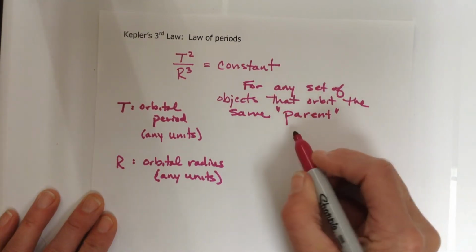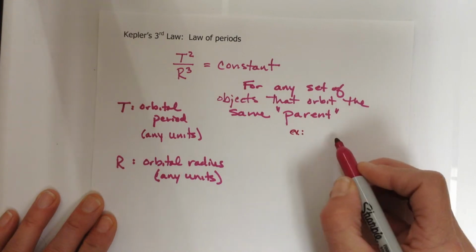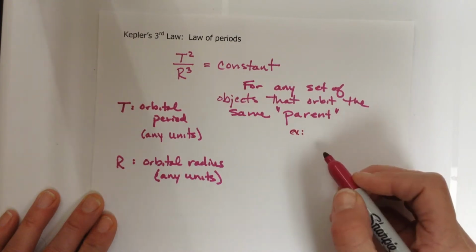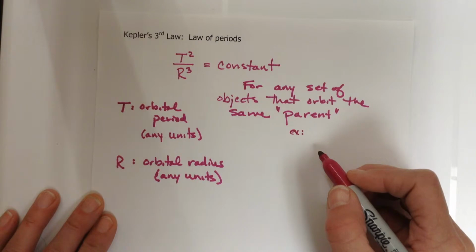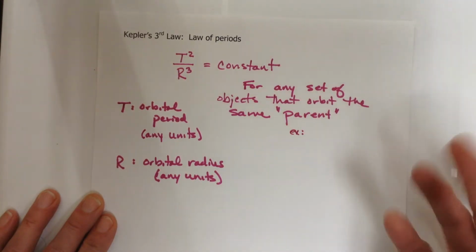So what examples can we think of that? That would be artificial satellites orbiting around the Earth. It could be the planets orbiting around the sun. It could be moons orbiting around any other planet.